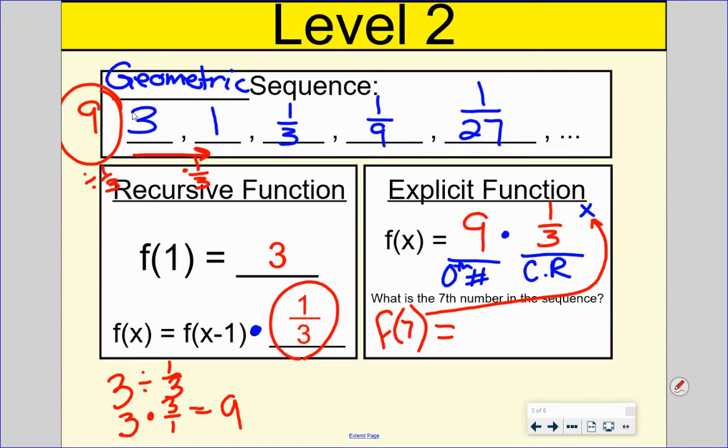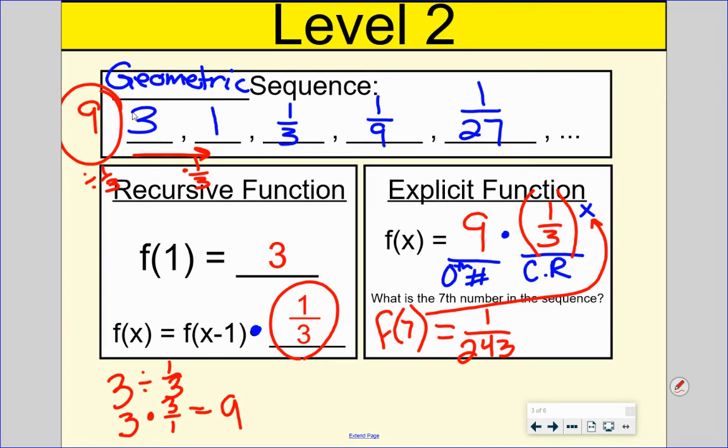And we're going to use our calculators. And remember, when your constant ratio is a fraction or a negative number, you need to use parentheses in there. So pull out your calculator and type 9 times 1/3 to the 7th power, because we're looking for the 7th number. And we get a decimal that we change with math enter. You can change that to a fraction, and our fraction is 1/243.